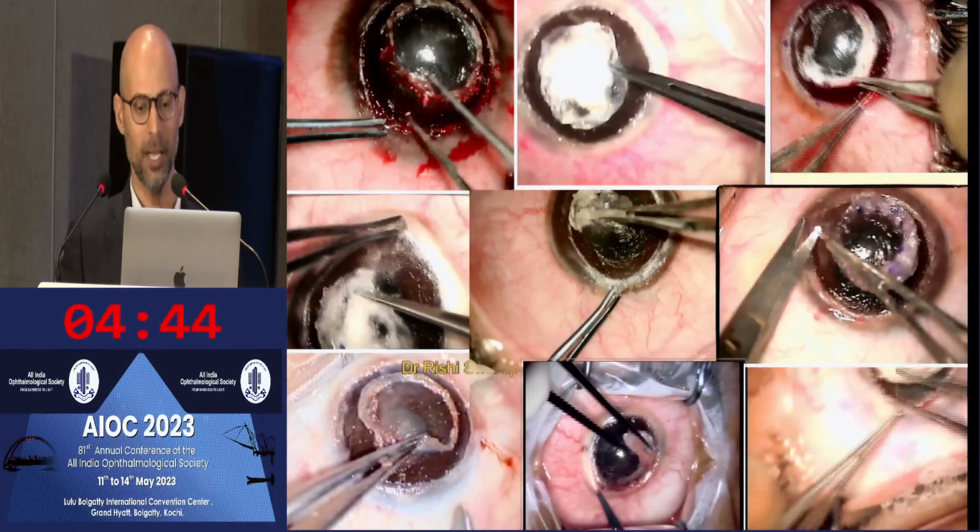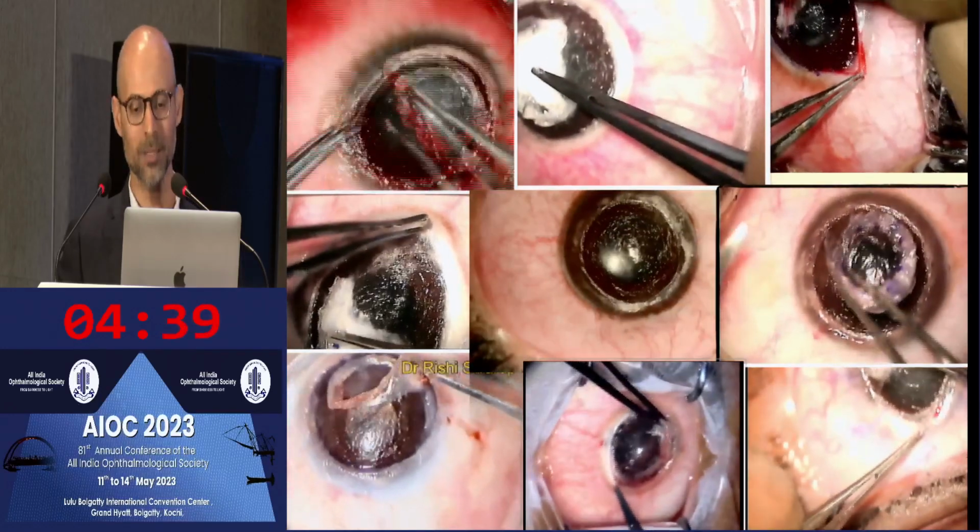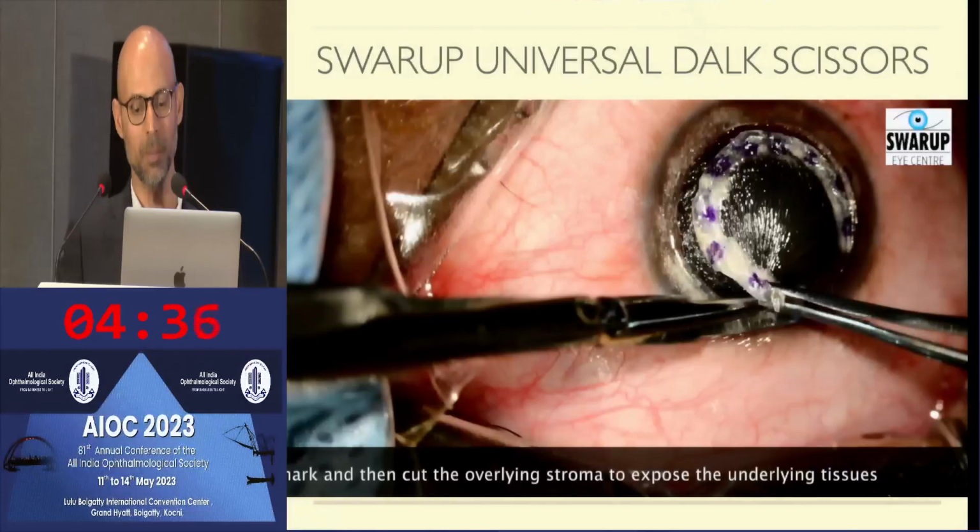DALC. And I've been using this for so many years now, and over years I've found that in my hands this works most repeatably, even better than a big bubble DALC.